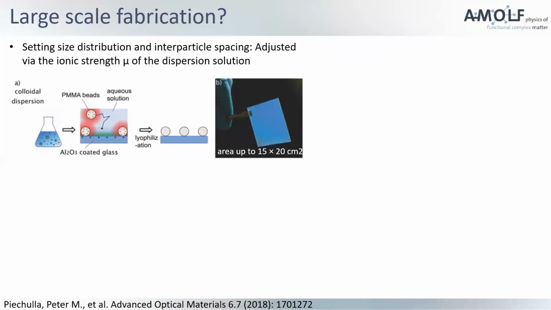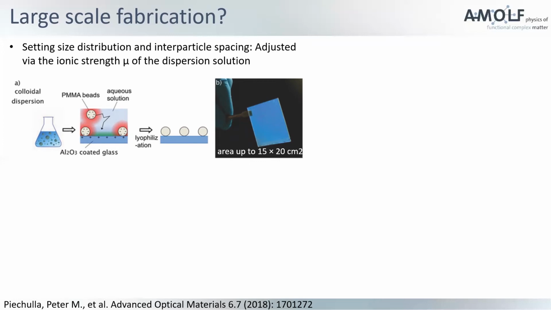Another thing that we would like to look at when we introduce a structuring for solar cell fabrication is if large-scale fabrication is possible. I would like to show you two works here. One of them is this beautiful work that they use ionic strength of the colloidal dispersion solution that they have, and they can control the interparticle spacing.